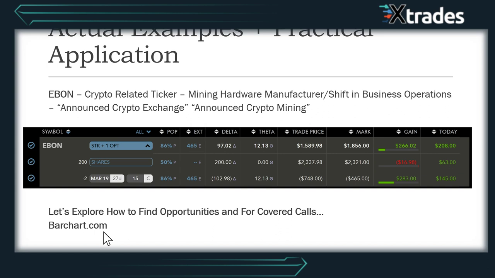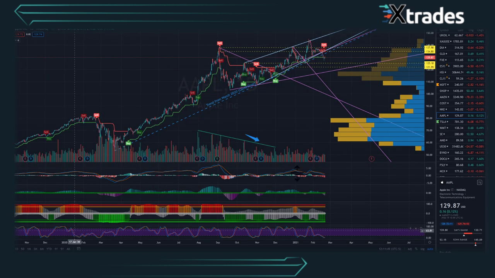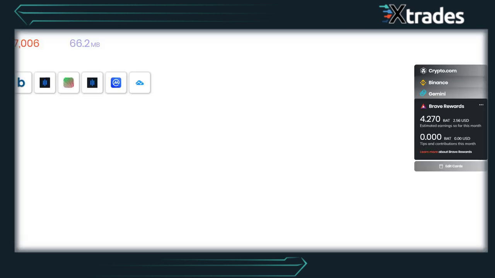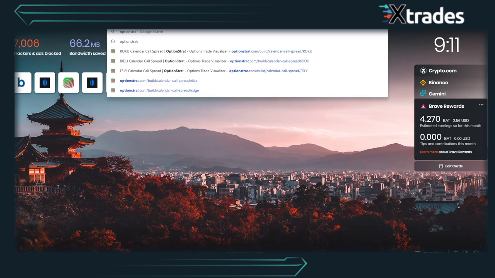Barchart.com is an excellent scanner tool, so I do recommend using it. It has a free as well as a paid version. The premium version is definitely helpful. But if you don't want to shell out that subscription price, then the free version works perfectly fine as well. So let's take a look at optionstrat.com real quick here.